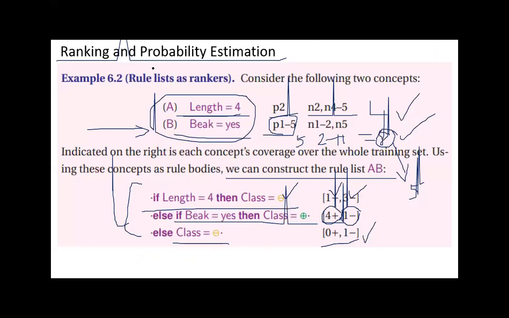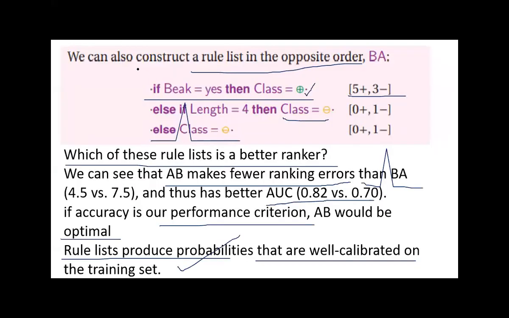Now, what is called ranking and probability estimation? Consider two concepts: length is equal to 4 and bake is equal to yes. Now we can have two models for this. This is one model, and this is the other model. How do you say which model is better? If we take the performance criterion, AB would be better. So AB is better than BA. So this is how it is.